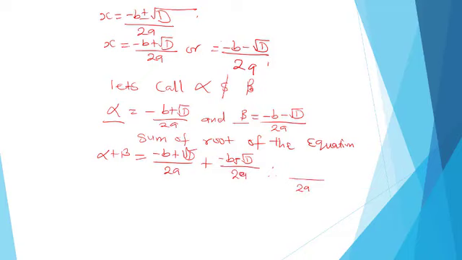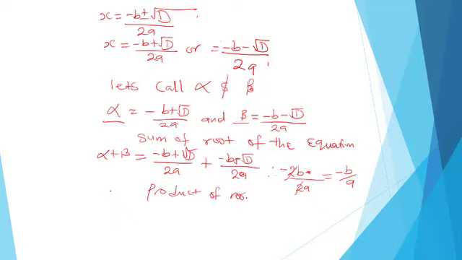Then this minus is minus 2b, minus 2b. Okay, d goes off, so 2 goes with this. We now have minus b all over a. Then let's do for product of roots.